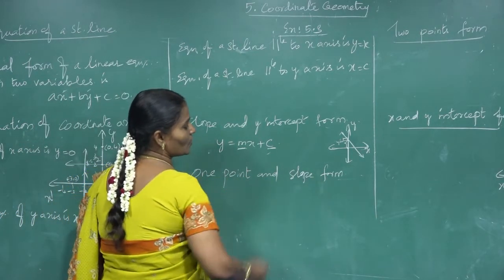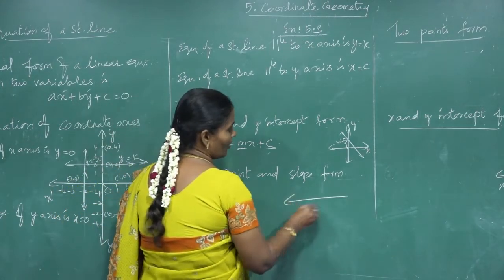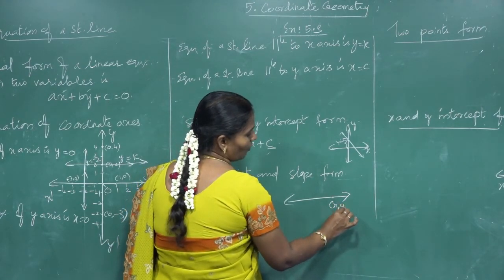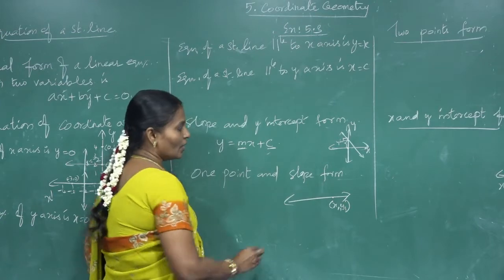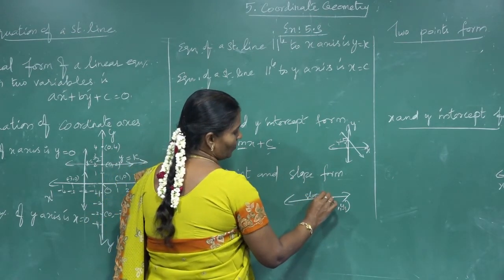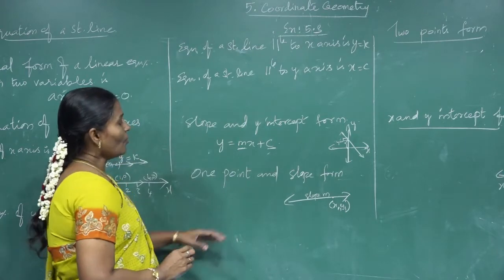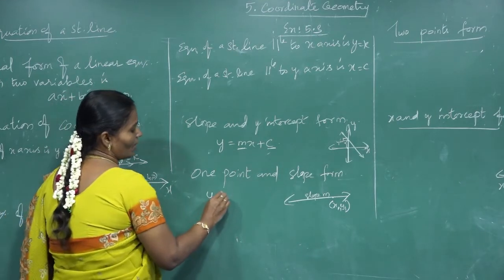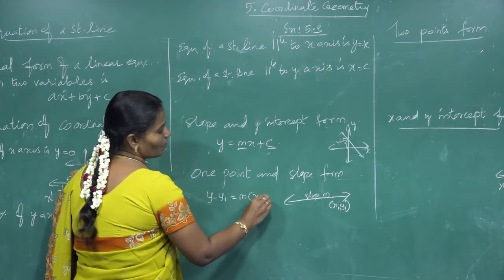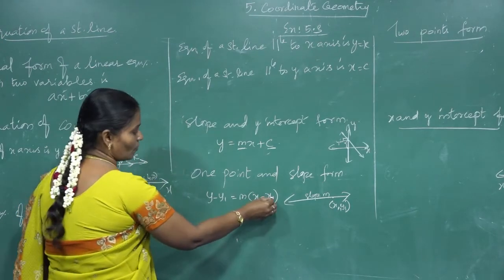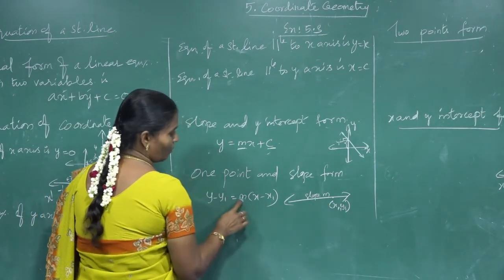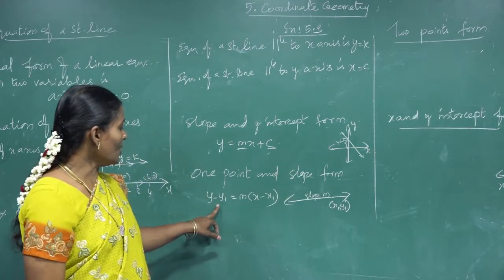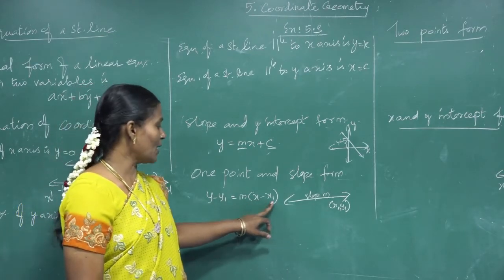Now one point and slope form. One straight line is given. In that straight line, one point you consider x1, y1. Then slope of the line is also given, that you consider m. So how do you find out the equation of this line? That form is y minus y1 is equal to m of x minus x1. Here x1, y1 is the one point and m is the slope. Listen children. So one point and slope form is y minus y1 is equal to m of x minus x1.